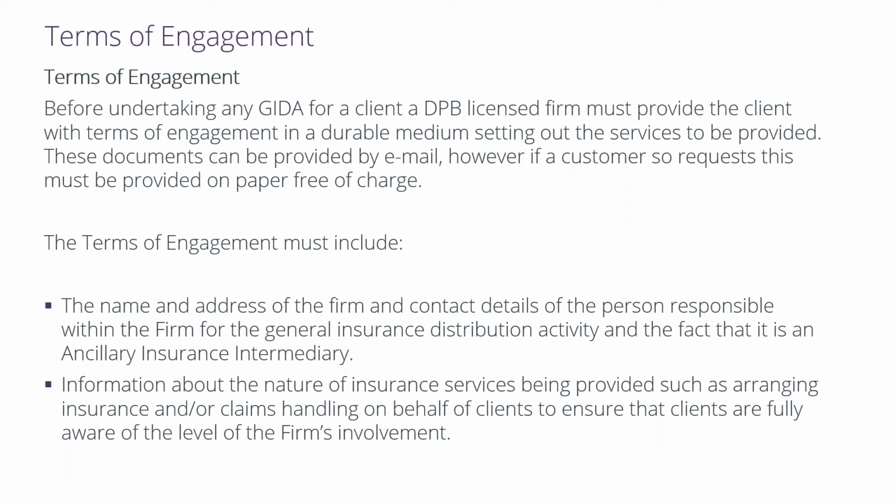Now we're going to go through the list of what you would need to include within your Terms of Engagement. Firstly, the name and address of the firm, and also the contact details of the person within the firm who is responsible for general insurance distribution activity. You must also state that your firm is an ancillary insurance intermediary. Information about the nature of services being provided, such as arranging insurance and/or claims handling on behalf of clients. This is to ensure that clients are fully aware of your firm's involvement in relation to GIDA.